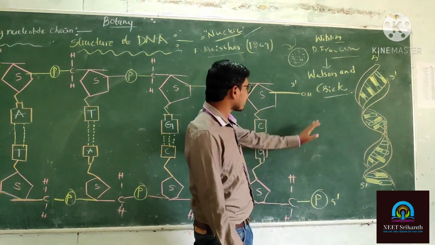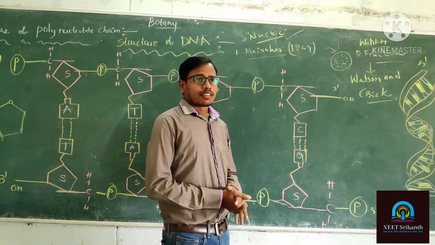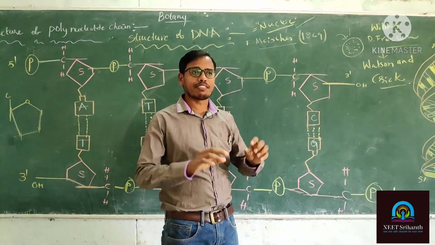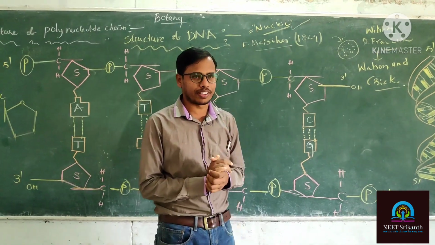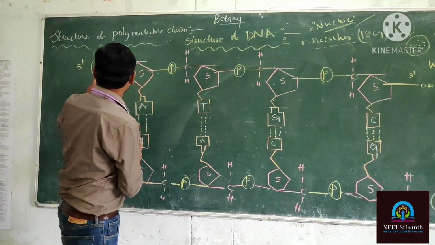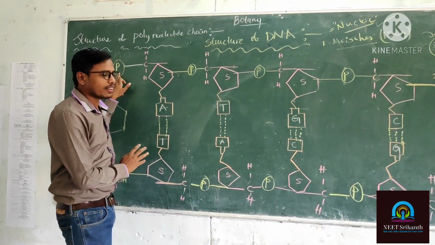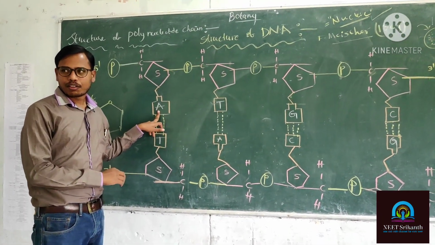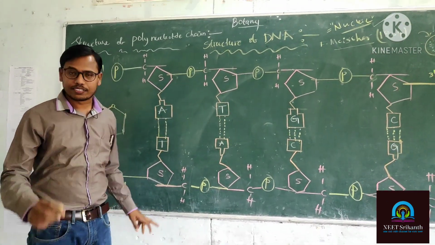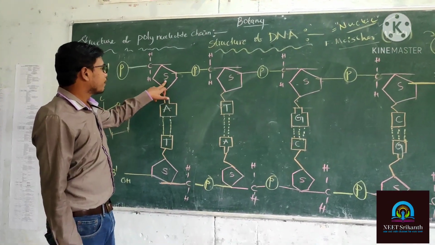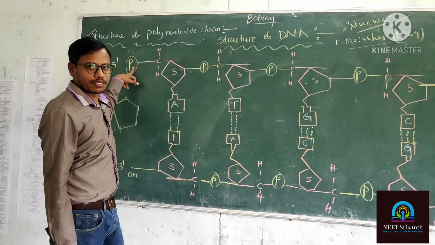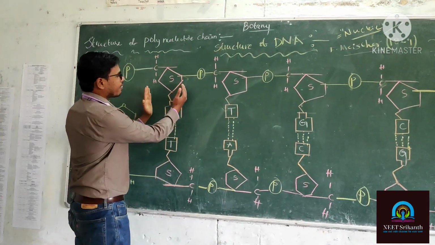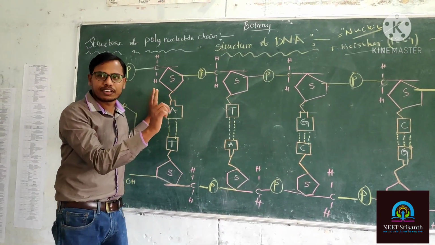Okay, now here, what is the structure of the double helix manner of DNA? Already we know the structure of polynucleotide chain. So in the polynucleotide chain, what components are present? Three components are there: nitrogen base, pentose sugar, and phosphate, commonly called a nucleotide. How many nucleotides are present? Only one nucleotide present in the DNA.